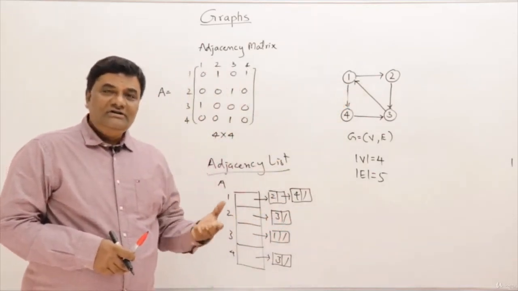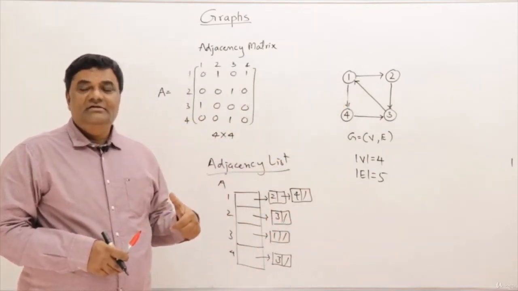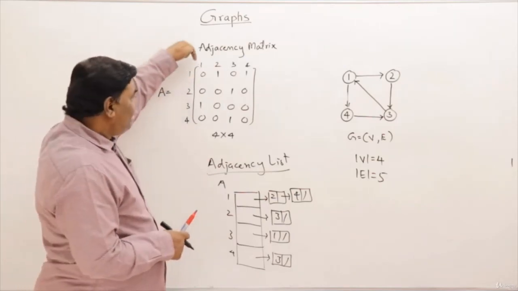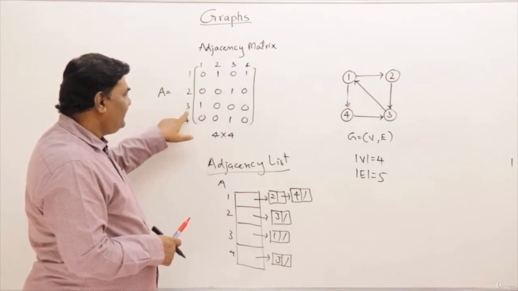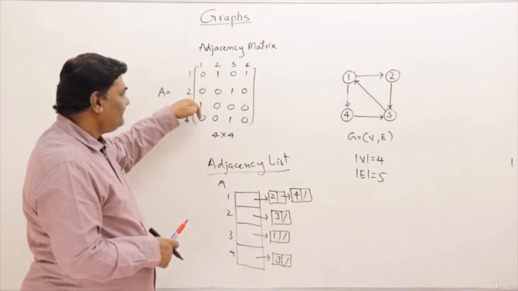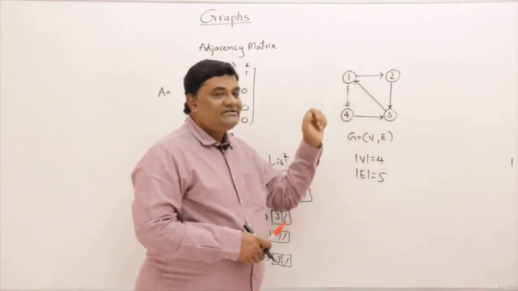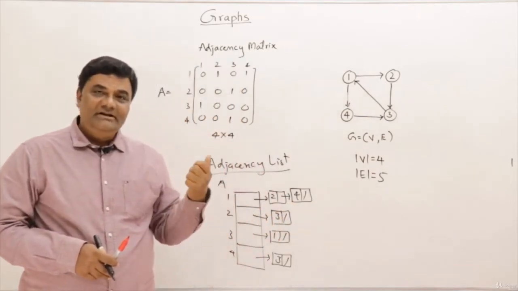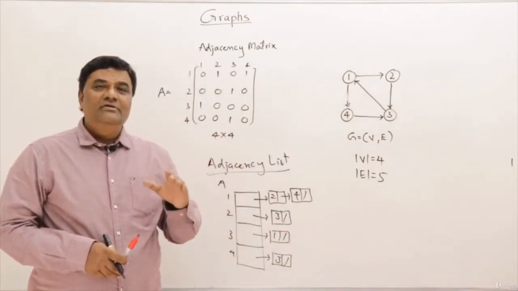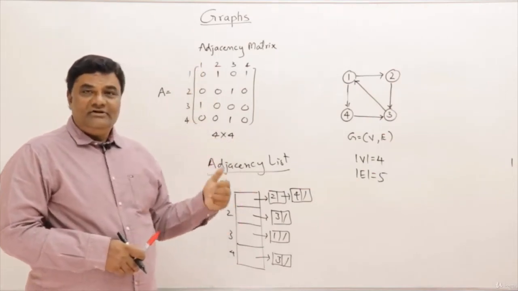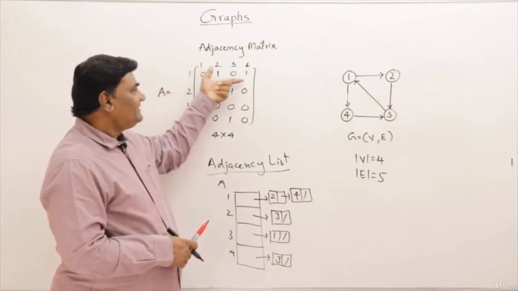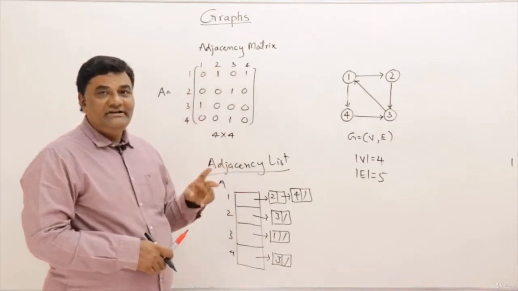Then I want to know what are the edges that are coming in on vertex 1. So check the column. Yes, there is an edge coming in from 3 to 1. So it's coming in. So I can know in degree of vertex 1 by taking the column, and out degree of vertex 1 by taking the number of ones in a row. Like there are 2 ones, so out degree is 2.